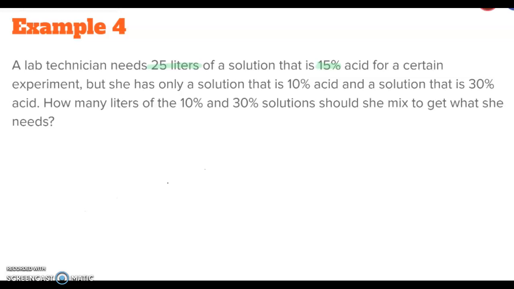She only has a solution that's 10% acid and a solution that's 30% acid. So how many liters of the 10% and 30% solutions should she mix to get what she needs? So let me first draw a picture to try to visualize what they're asking for. We've got some big pot here full of acid. She's looking to have 25 liters when we're done. This whole pot should be full of 25 liters of solution, and she wants that solution to only be 15% acid. But we don't actually have that.